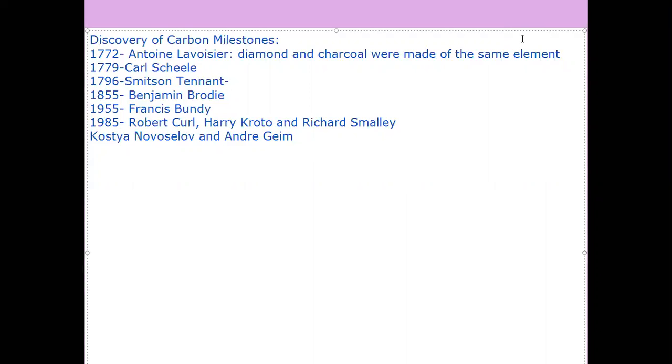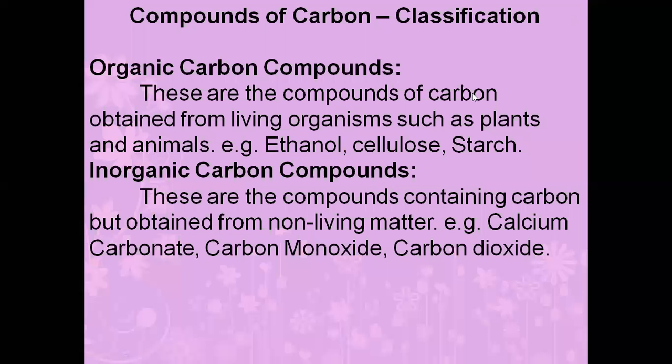Okay. So next one is classification of carbon. There are two types of carbon compounds, that is organic carbon compounds and inorganic carbon compounds. First one is organic carbon compounds. These are the compounds of carbon obtained from living organisms such as plants and animals.